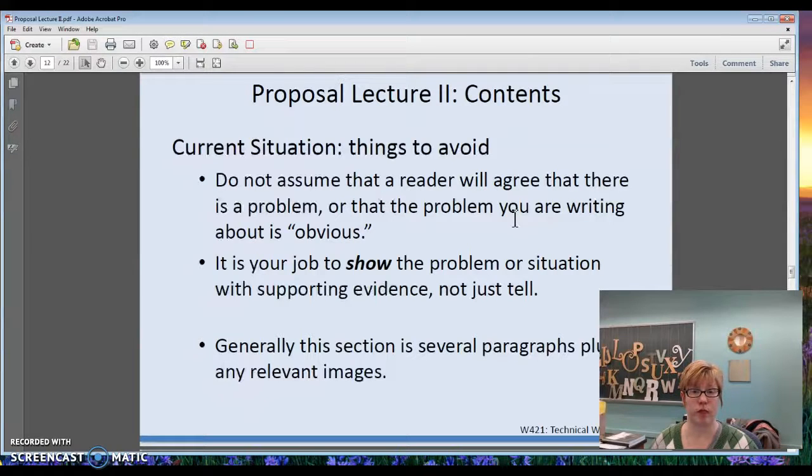Things to avoid. Don't assume that your reader is going to agree with you. You are persuading, so think about a reader who is maybe a little bit hostile and doesn't want to approve it. What do you need to say to make sure that he or she is actually reading it and says, hey, this is a really good idea, or, oh wow, there really is a problem? It's your job to show the problem or situation with supporting evidence. Don't just say, well, obviously it's a problem, because it's not obvious to everyone. The section is several paragraphs plus any relevant images.